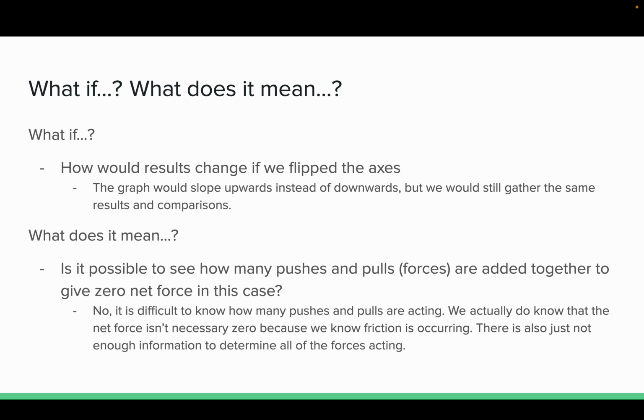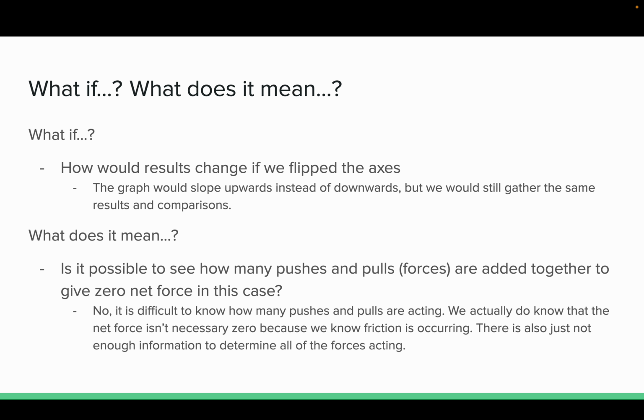Now, some interesting questions to think about. 1. What would change if we flipped the axes? Well, for my experiment, I made left positive and right negative in order to get an upward sloping graph. If I were to flip the axes, it would result in a downward sloping graph instead. However, this would not affect my conclusions and observations and the differences at the end.